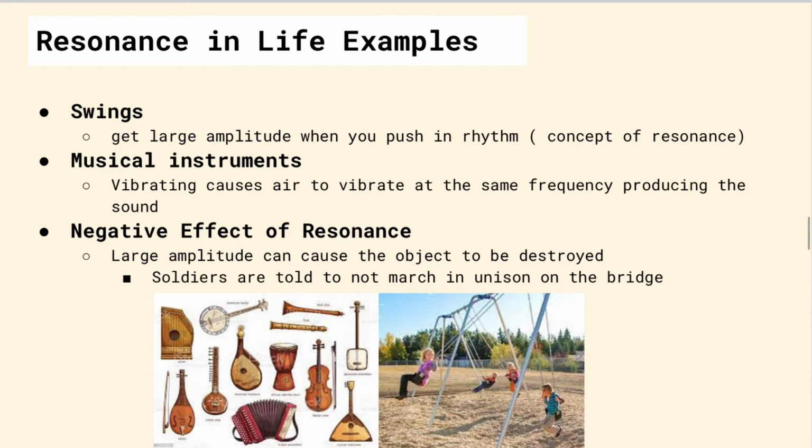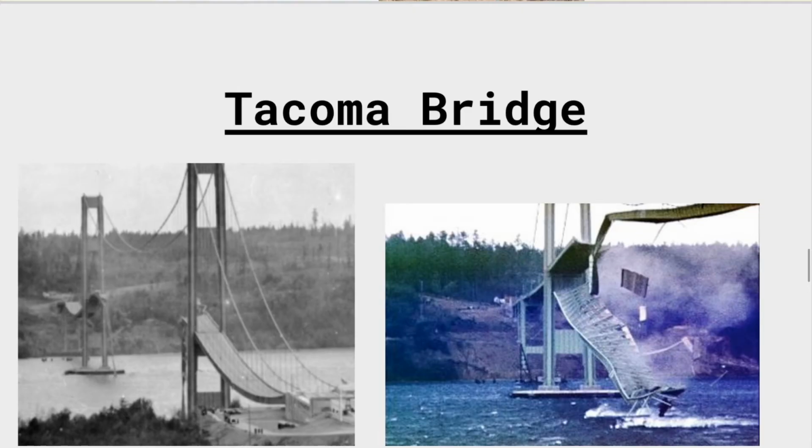Some negative effects of resonance include when soldiers are told not to march in unison on the bridge, as they produce a large frequency which will result in large amplitude, and the following can destroy the bridge. Now we will be talking about Tacoma Narrows Bridge.